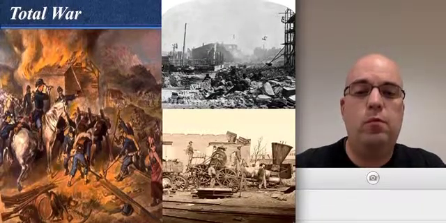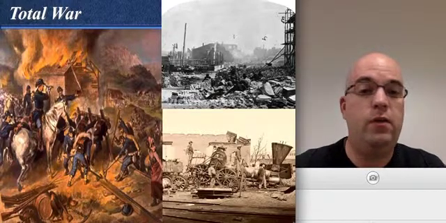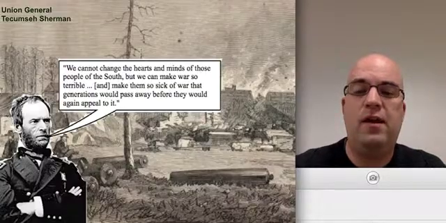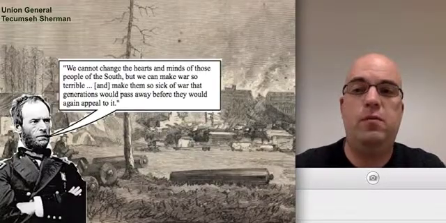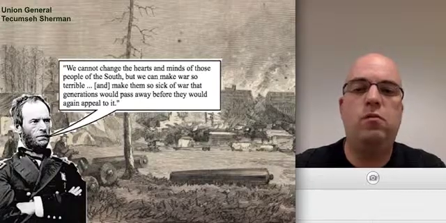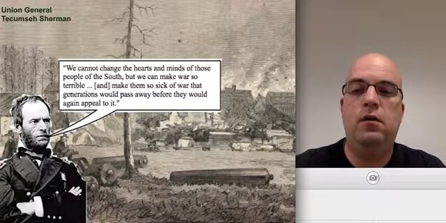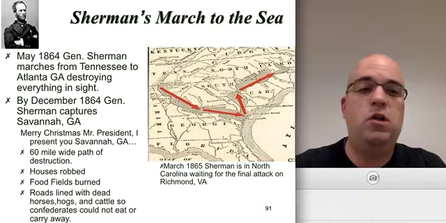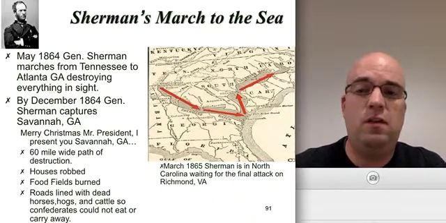As Grant moves back to the east to take command of the Union Army, he does have a friend of his, Sherman, who's going to take care of things out in the west for him. Tecumseh Sherman's philosophy of warfare, as stated by this quote: "We cannot change the hearts and minds of those people of the South, but we can make war so terrible, make them so sick of war, that generations would pass away before they would again appeal to it." Sherman's March to the Sea is an example case of Grant's total warfare, what Grant's looking for.